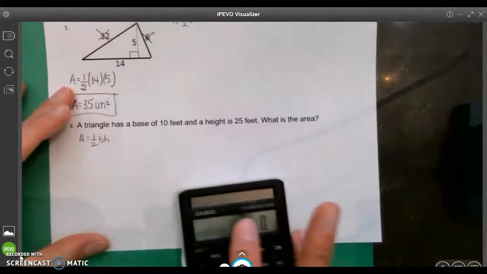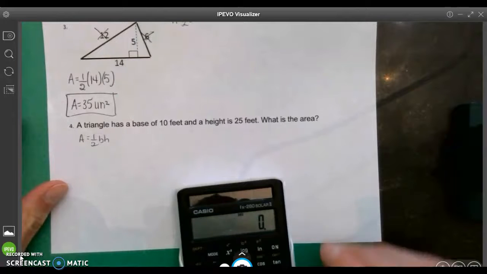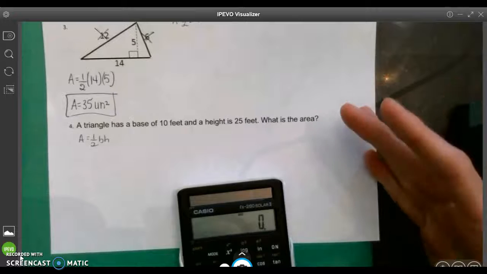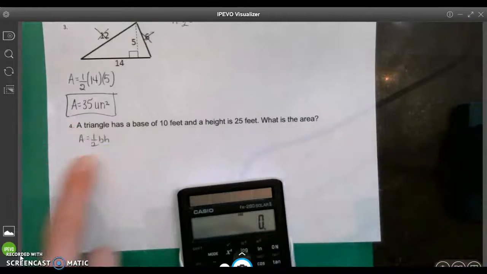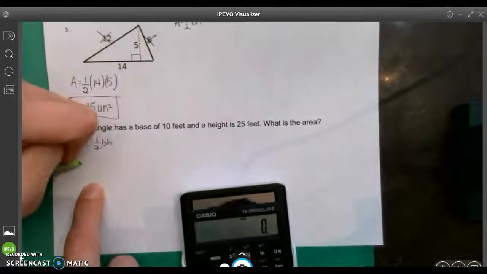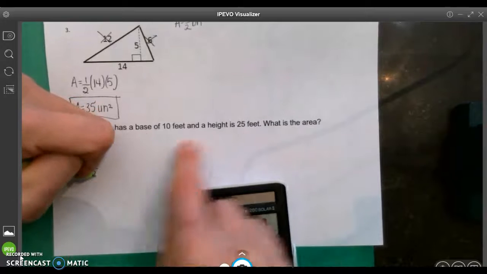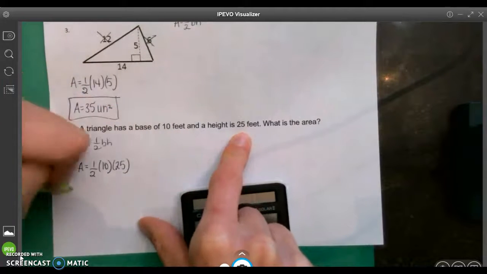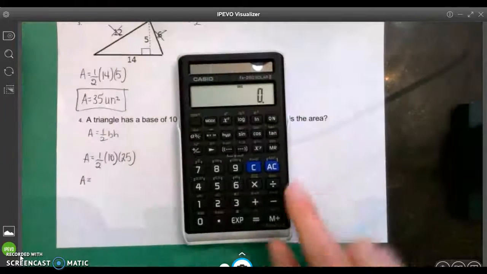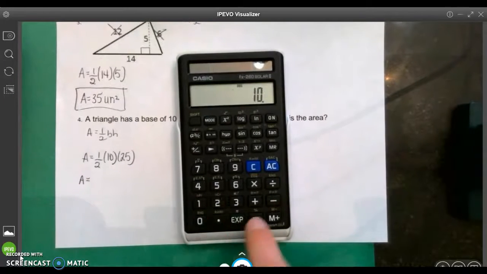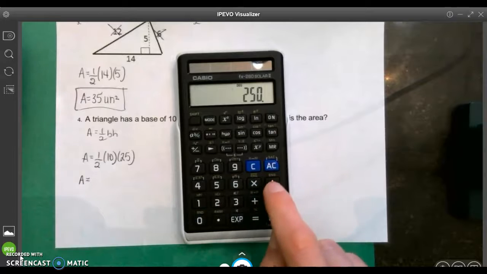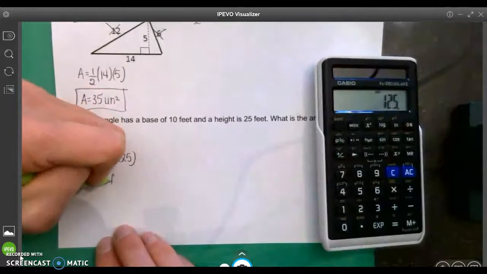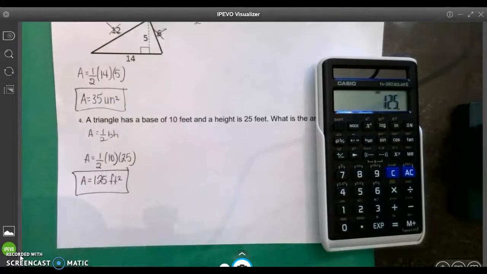Number 4, a triangle has a base of 10 feet and a height of 25 feet. What is the area? Your homework will be like this. There won't be any pictures. You'll just be given base and height in words. Plug them into the formula. Area equals 1/2 base. Base is 10. Height is 25. So area equals 25 times 10, 250. Half of 250, so divide by 2, is 125 feet squared.